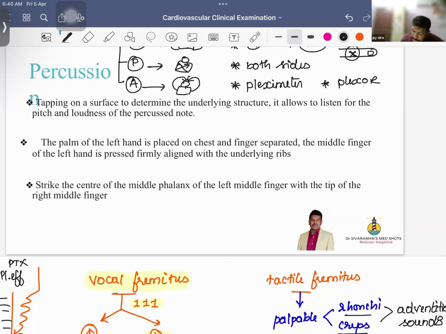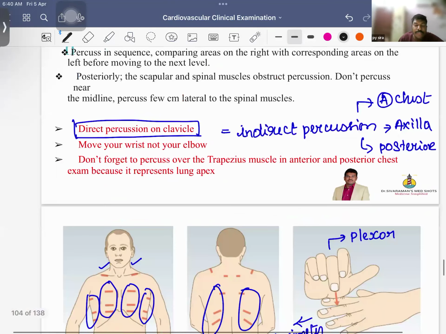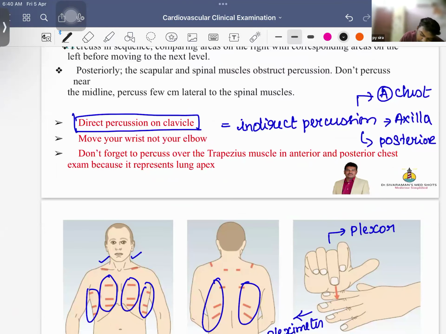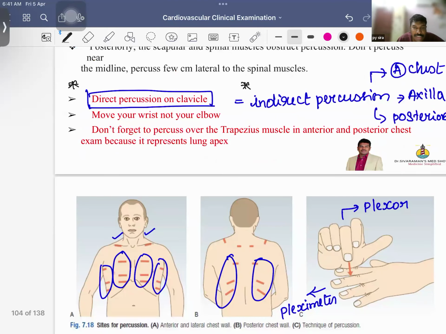Then during percussion, you have two kinds of percussion: direct percussion and indirect percussion. For direct percussion, you make the patient sit and lightly stretch the skin, and directly percuss over the clavicle. Here the fleximeter is the clavicle itself, so this is called direct percussion. Indirect percussion is percussion over all the other areas.